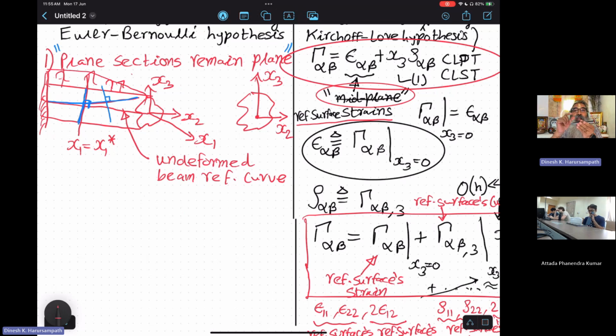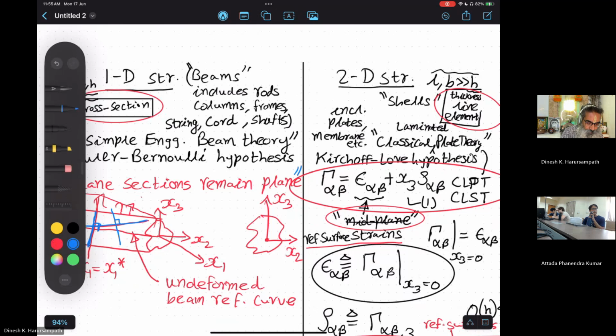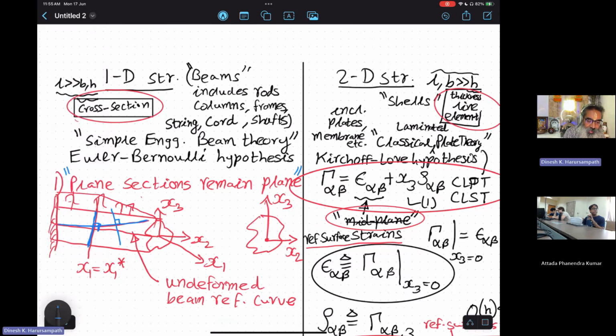So whatever we are saying about the cross section in this case, we say about the normal line element in this case, because that was the equivalency that we marked out here, remember? Whatever assumptions we make about the cross sections for the 1D problem, we make the same kind of assumptions for the thickness line element as far as the 2D problem, which is a plate or shell, is concerned. So here what we said is that plane section remains plane.